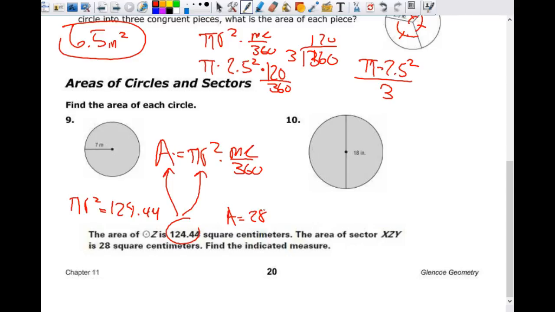What's the formula for an area of a circle? Pi r squared. So instead of replacing the A, you're actually replacing this entire thing here, because we already have A. A is 28. The 28 is equal to 124.44 times the measurement of the angle divided by 360. We're going to want to get that 360 out of there, right? Opposite of dividing is multiplying, so we're going to multiply 360 on both sides.